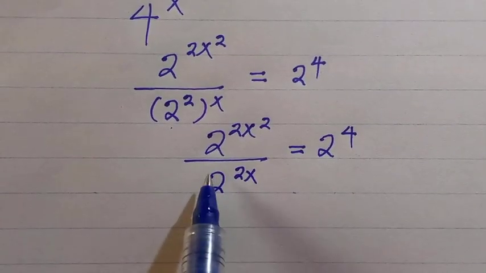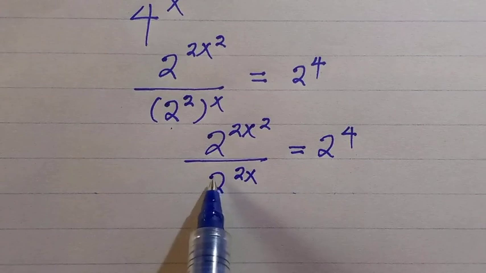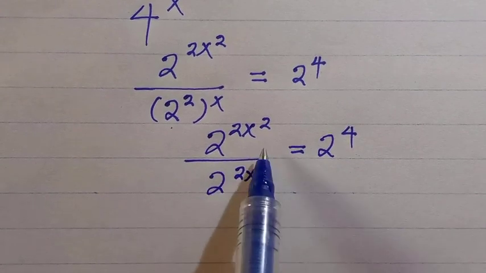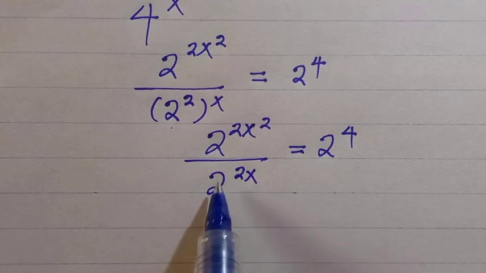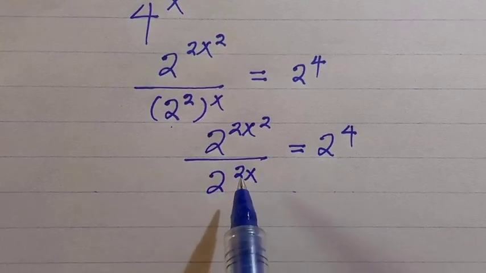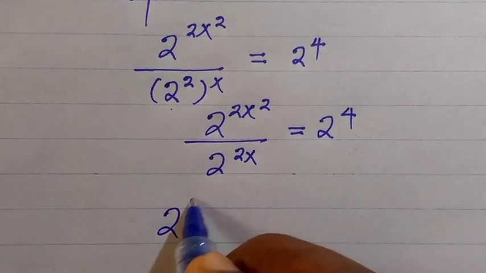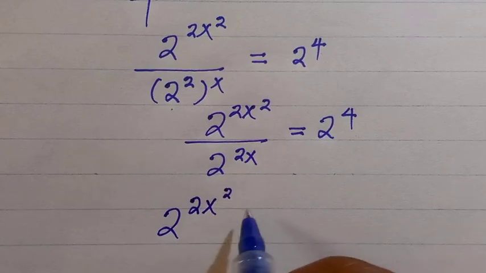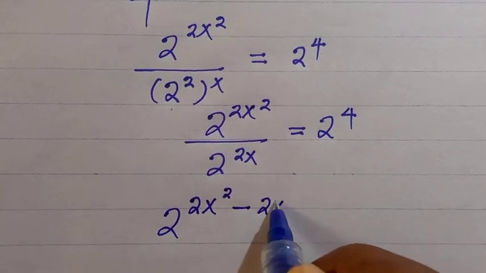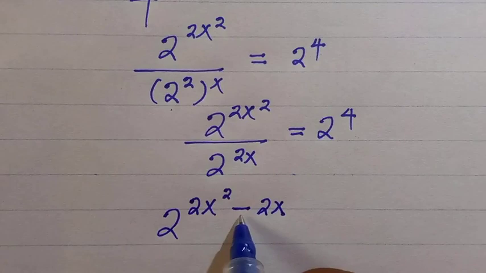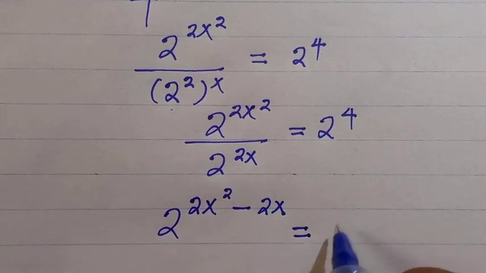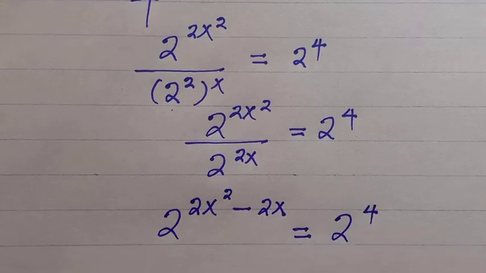By the rule of exponents for division, when we have the same base and different powers, we take one base and subtract the powers. Here we have 2 to the power of 2x squared minus 2x, as this division has changed to negative, equals 2 to the power of 4.